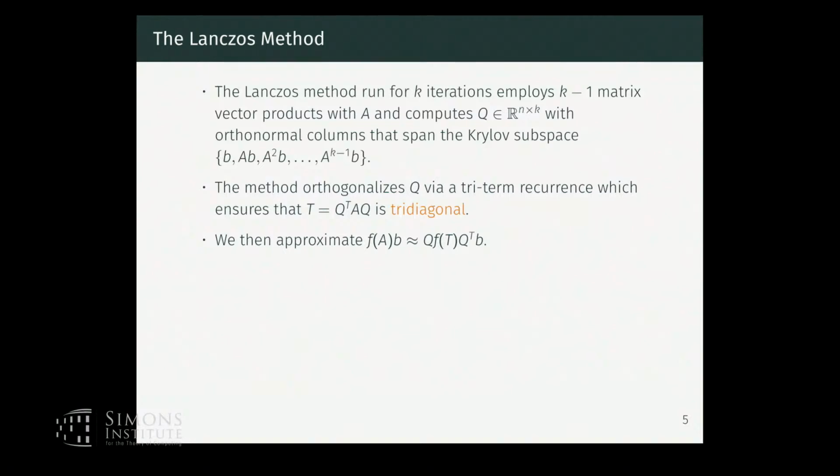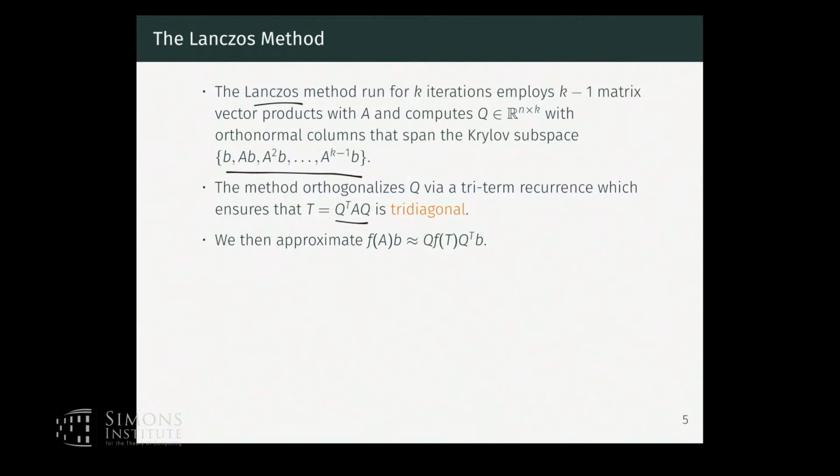And what this method will do is it'll compute an orthonormal basis Q that spans the Krylov subspace b, Ab, A squared b, etc. So in other words, the column span of Q is basically all possible degree k-1 polynomials multiplied by my vector. That's the column span of Q. The Lanczos part of this method orthogonalizes Q via a three-term recurrence. It ensures this nice property, which is that if I look at Q transpose AQ, which is like the projection of A down onto the Q space, this is actually a tridiagonal matrix.